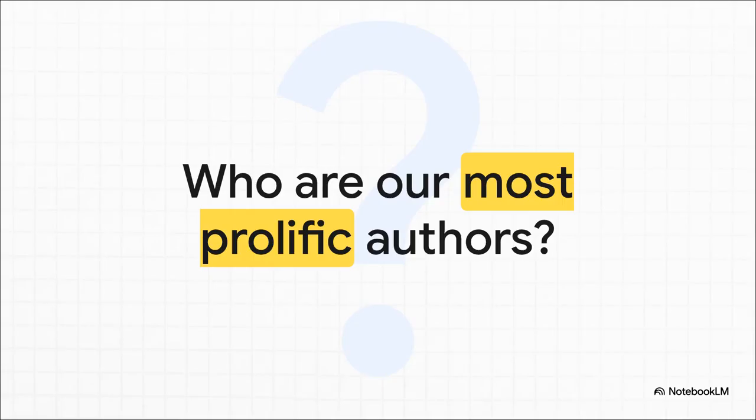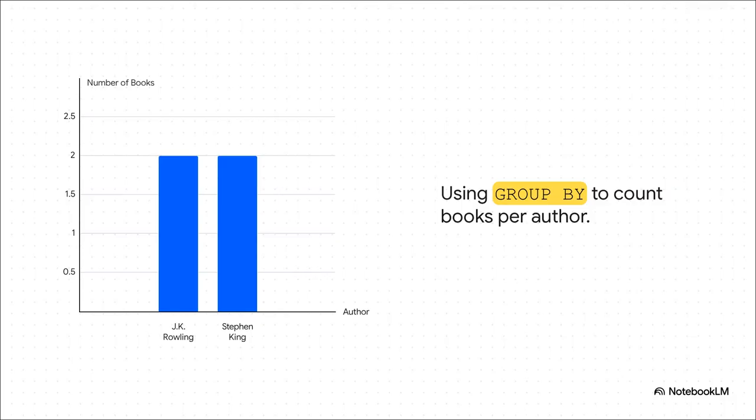But what about a more complex question? One that requires looking at the data in groups. For instance, which author has written the most books in our library? We can't really answer that by just looking at one row at a time. So how do we answer that? Well, this is where a command called group by comes in. It is a total game changer. It tells the database to group all the books together by their author, and then it counts how many books are in each of those groups. And just like that, we get this really clear picture: J.K. Rowling and Stephen King are tied for the most titles in our collection.